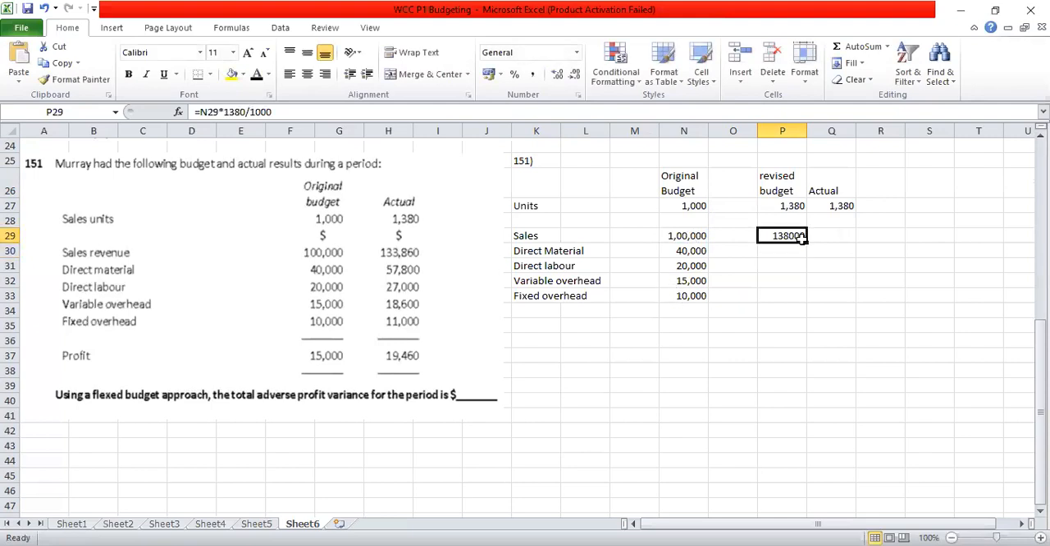Next, we have direct material, direct labor, variable overhead. All three of them are variable costs. So variable costs vary proportionately. That point we understand. So the same logic applies. Calculate that and then see what the figures are. Then we have fixed overhead. So fixed overhead at 1000 or at 1380, the amount would be the same. Actual anyway is given. Let's just fill the columns.